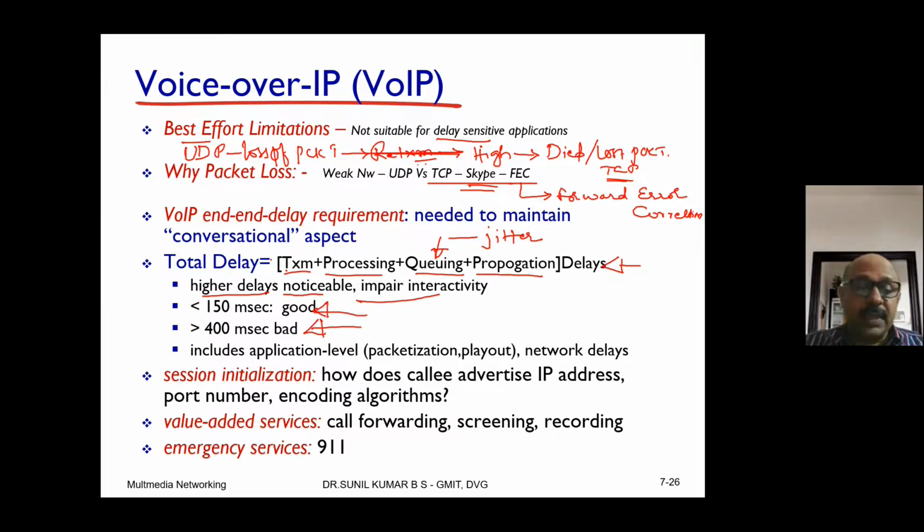Now we'll discuss session initialization. I think how exactly the session will initialize is by making the connectivity with the destination through the IP address, and the port address is also used for that purpose. And at the application layer, we do the encoding of the voice message we are transmitting. So all these are part of voice over internet protocol.